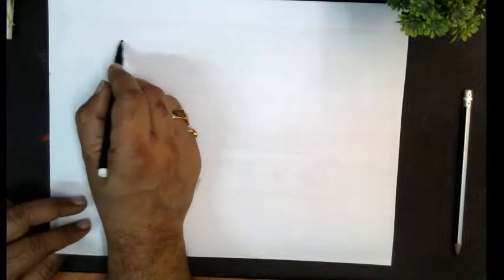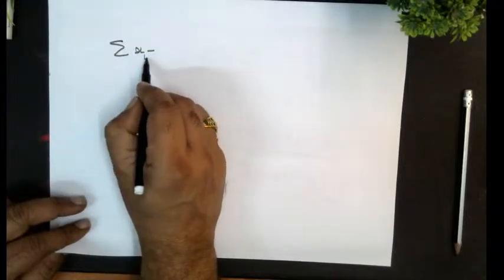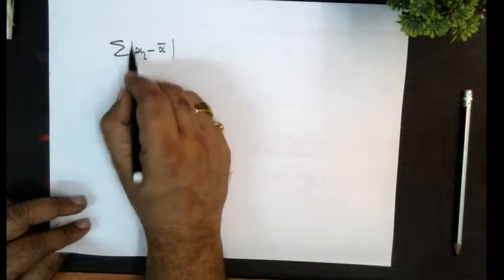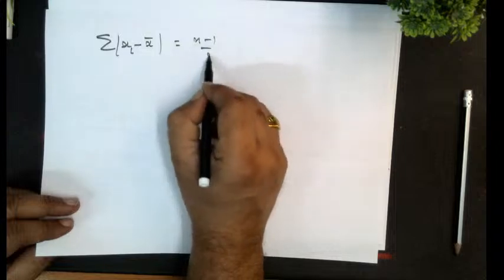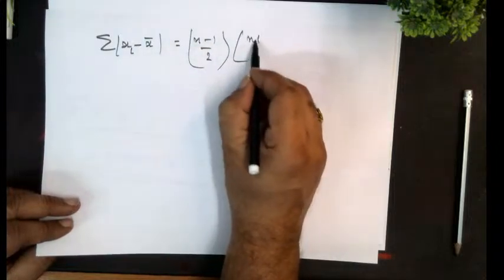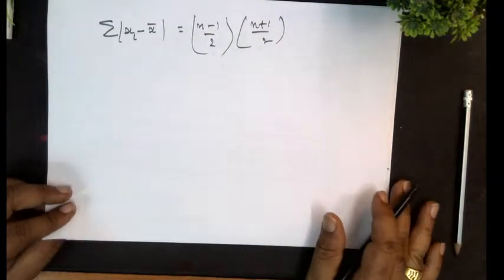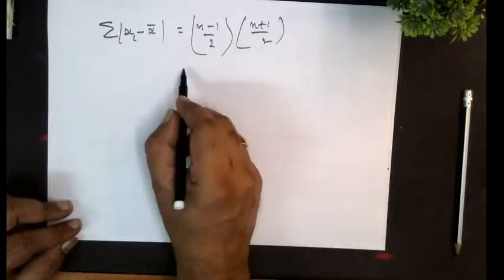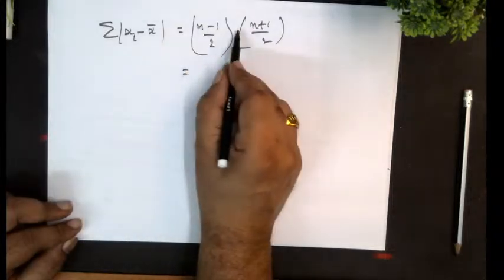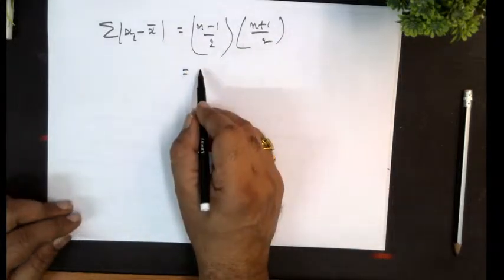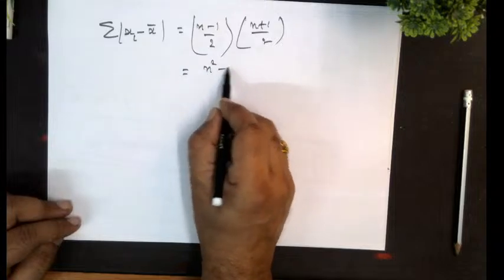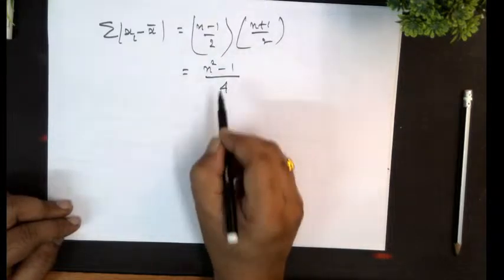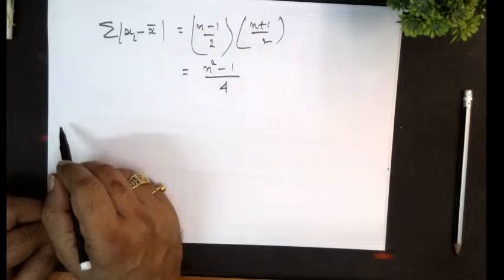ஸோ நமக்கு என்ன வரும்? அதாவது இந்த சம்மேஷன் ஆஃப் xi minus x bar மாடுலஸ் இஸ் ஈக்குவல் டு எவ்வளோ வருது? n minus 1 divided by 2 into n plus 1 divided by 2. Got this? வருதா? இப்போ நமக்கு a plus b into a minus b ஃபார்முலா தெரியும், a squared minus b squared, இல்லையா? ஸோ அப்போ n minus 1 into n plus 1 என்ன வரும்? a squared minus b squared. So n squared minus 1 whole divided by 2 into 2, 4. Got this?